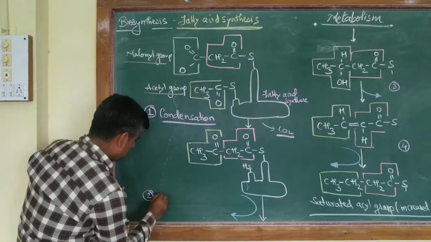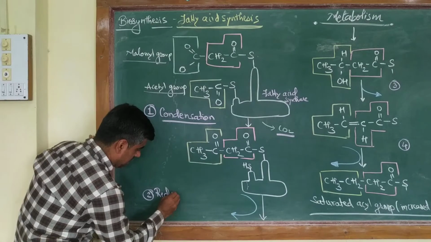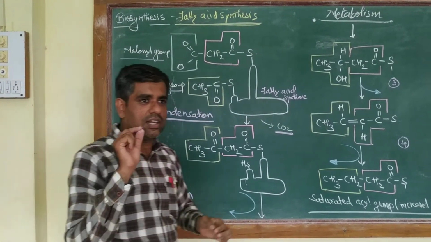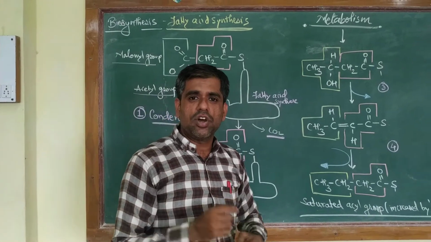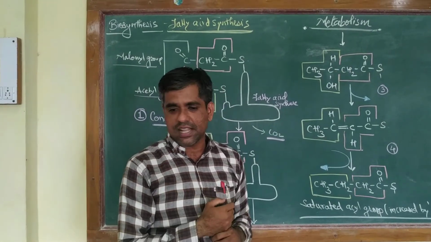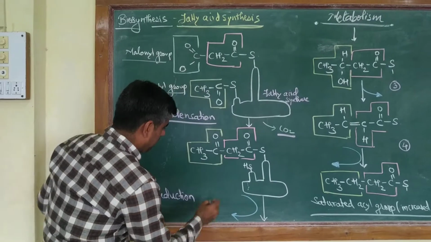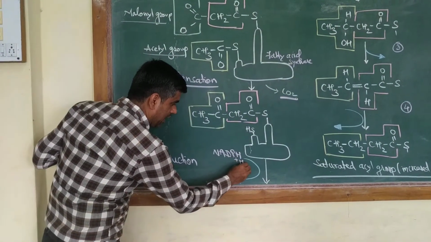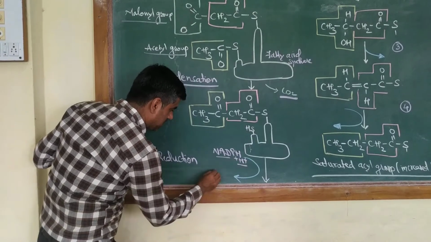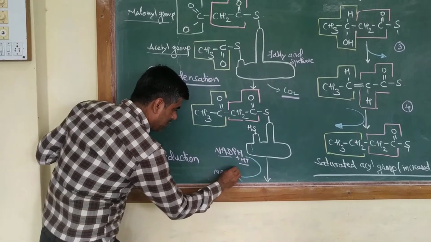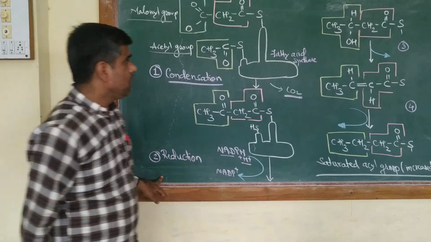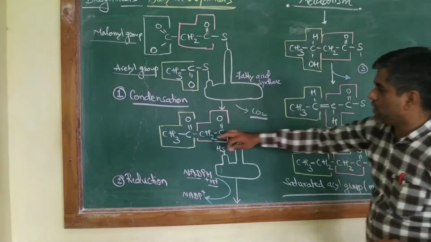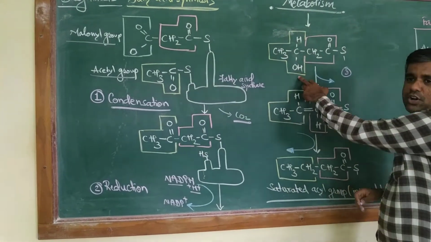The next step is what is called reduction, right? Here again there is a difference. If you remember, during the degradation of fatty acid, it was FAD and NAD that acted as the cofactors. But here you will find that it is NADPH which acts as the reducing equivalent donor. So NADPH and H plus gets converted to NADP plus. After reduction, there is addition of hydrogens, and this ketoacyl group is converted to a hydroxyl group.